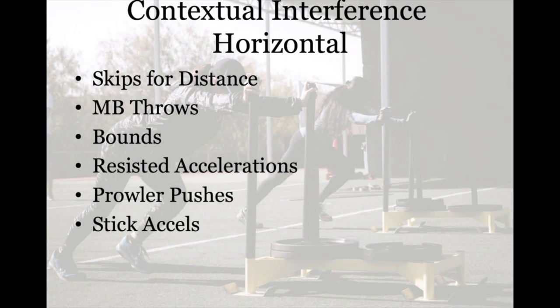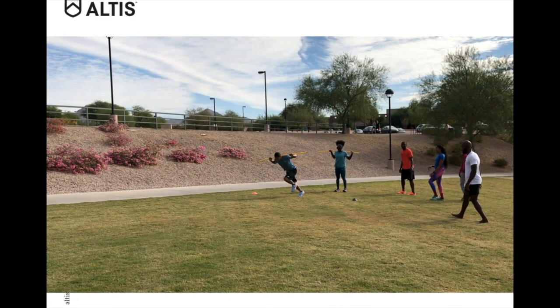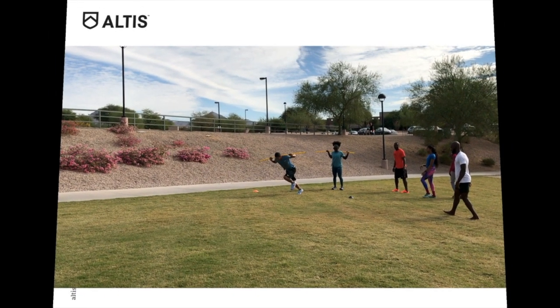That manner is often going to speak to the direction of that force application, and that's often how I'll organize my contextual interference. So here we see some options for a horizontal emphasis: skips for distance, medicine ball throws, bounds, resisted accelerations, prowler pushes, or stick excels. A couple of video examples.